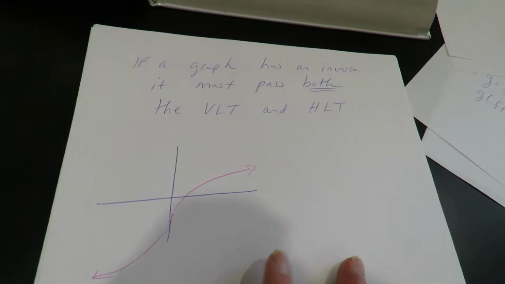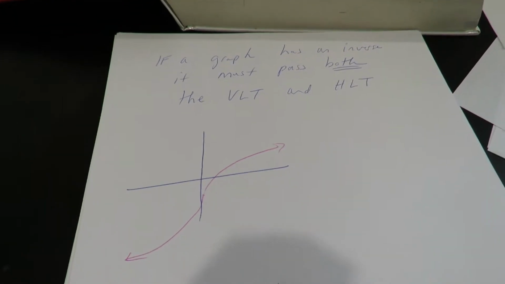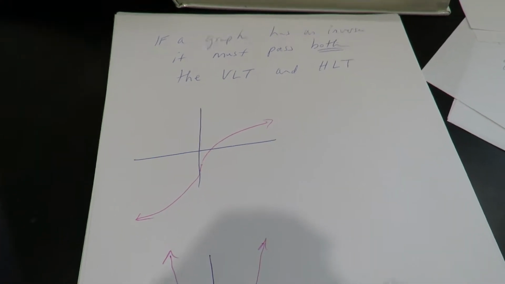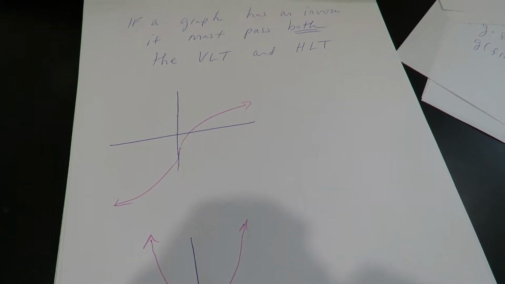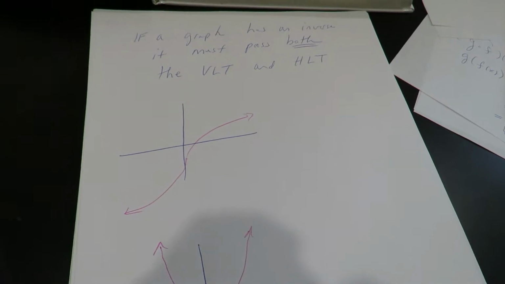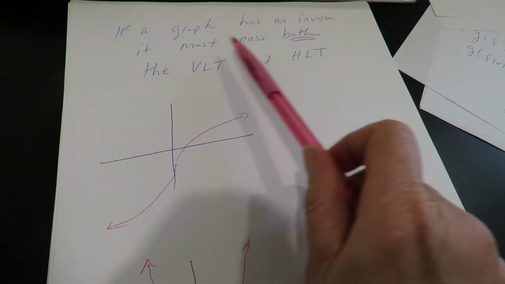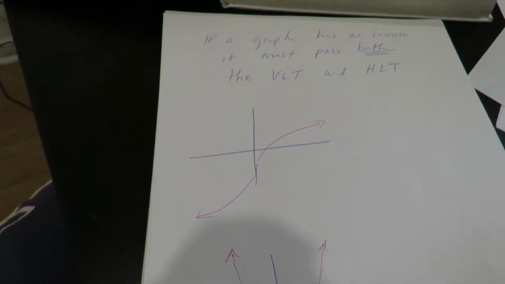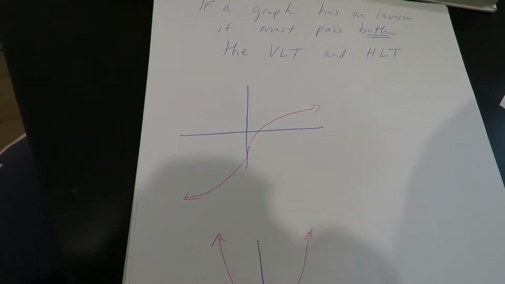All right, I think I'll keep the first video just a little bit shorter, but let's cover one more thing before we go ahead and start another video. So if the graph has an inverse, it must pass both the vertical and horizontal line test. So what I did here was I gave you two functions.